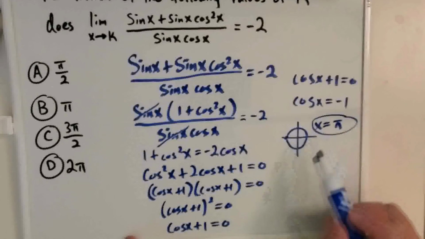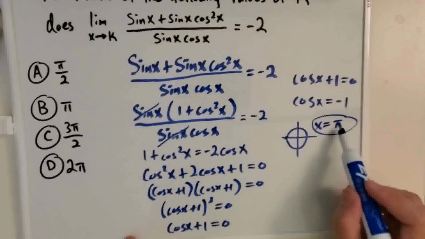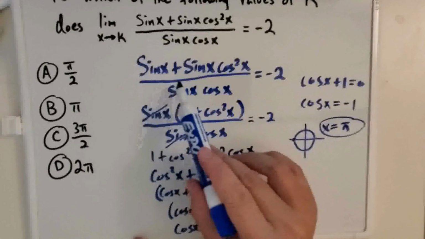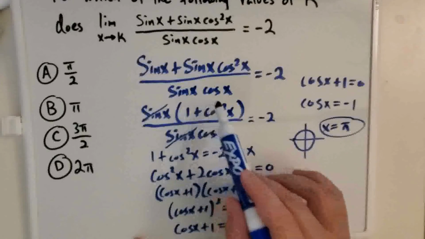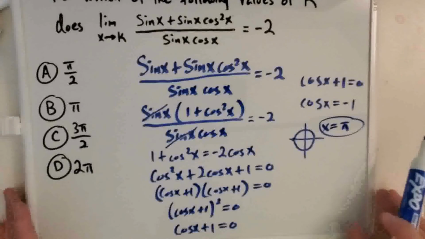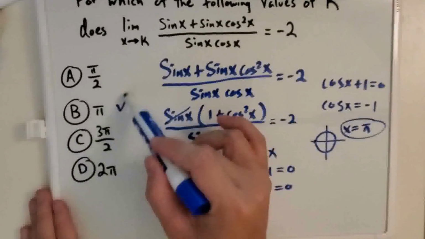You want the limit as x approaches pi so that our original value, sine x plus sine x cosine squared x all over sine x cosine x, equals -2. And if we look back at our choices, that is the answer B.